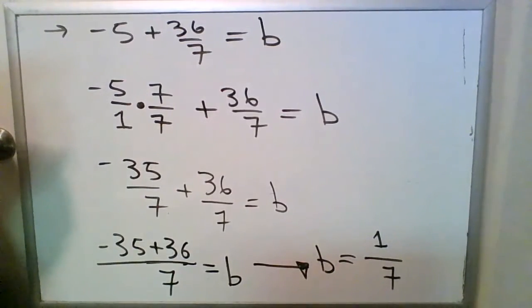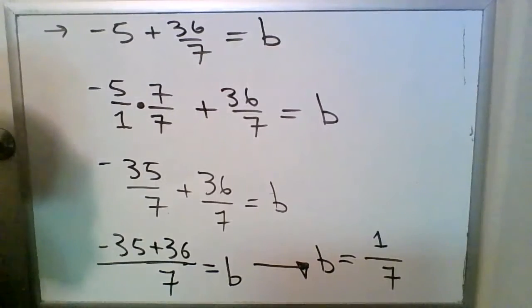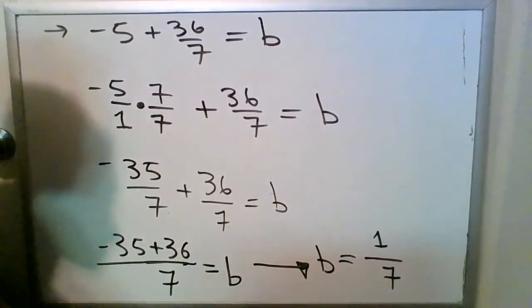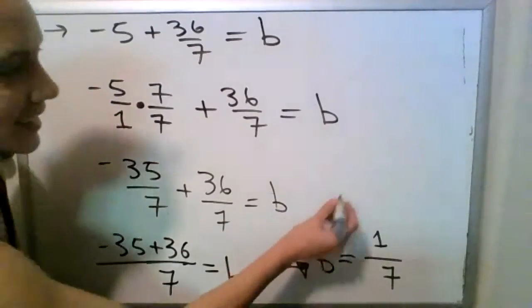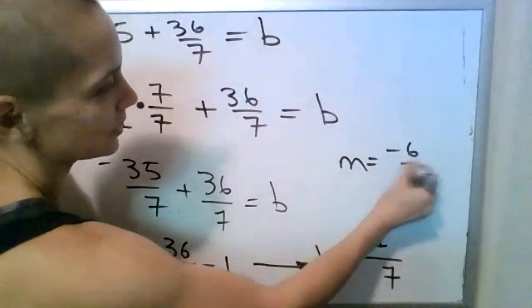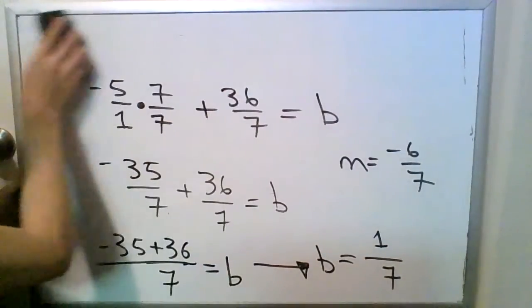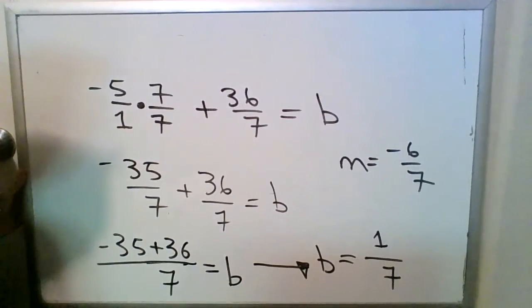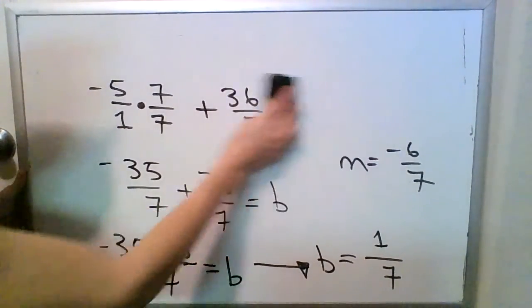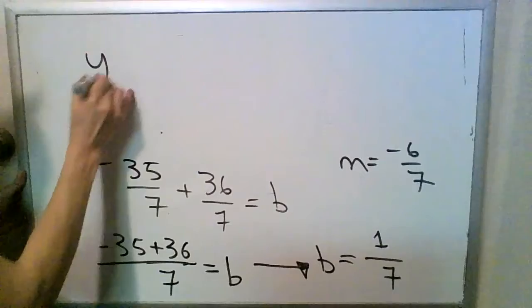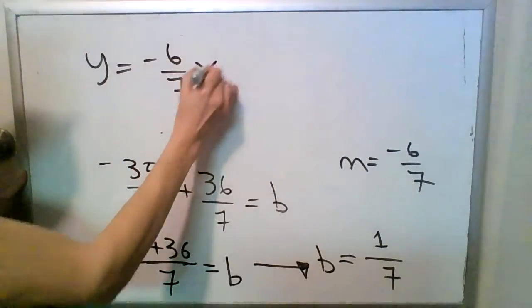Oh no, I forgot what my slope was. Can someone share in the chat or maybe just in the video, what was the slope? Because I forgot to write it down. Negative 6 over 7. Thank you. Negative 6 over 7. Okay, so we're going to put it all together.